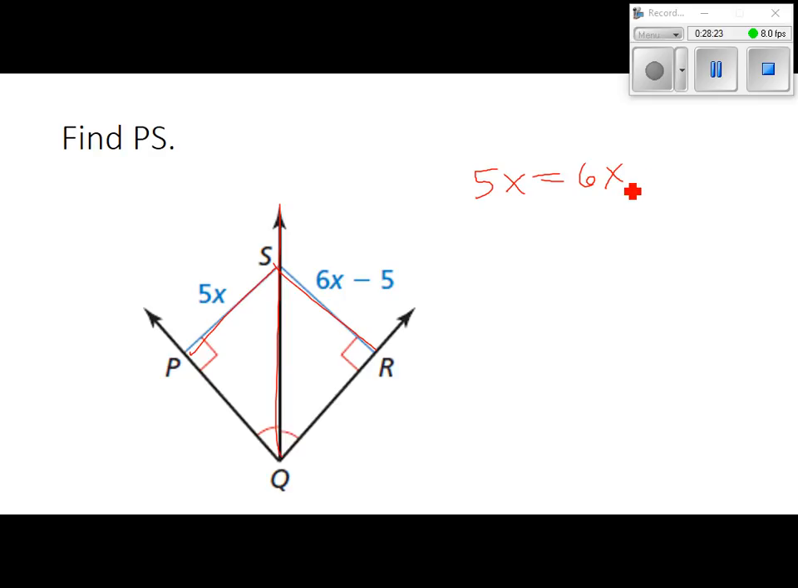Now I set it up backwards from what Teresa says. Does it matter if it's backwards? Move that over, you get negative 1x equals negative 5. Divide both sides by negative 1. What's x equal? 5. But they wanted to find the length of segment PS. So what would I have to do? Plug it in and get 25.